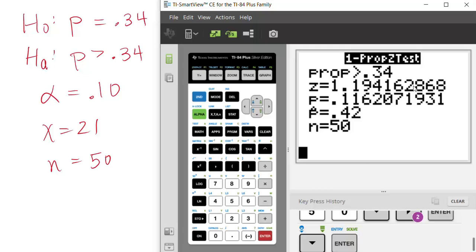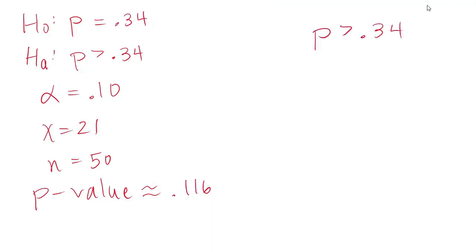The next line is the test statistic. We don't really need that. It's this line underneath Z that we want. That's the p-value. The p-value is around 0.116. Underneath that you see p hat and n, but the real reason we ran the calculator function was to get the p-value. We're now ready to make our decision.